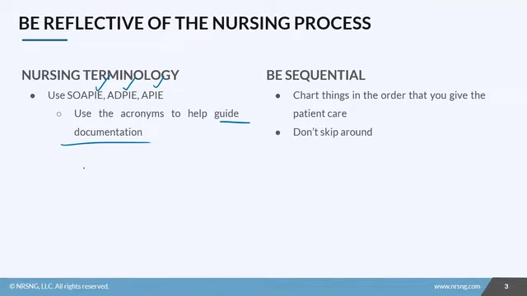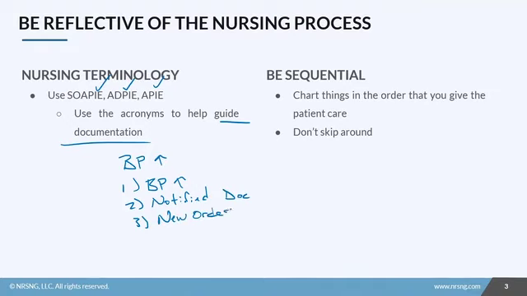So here's an example. Let's say you have a patient whose blood pressure is elevated. The first thing you would do is say, the blood pressure is high. Then you would notify the doctor. Then you would say, new orders received. Then you would say, gave medication per EMR. And then you would say, we'll continue to monitor.